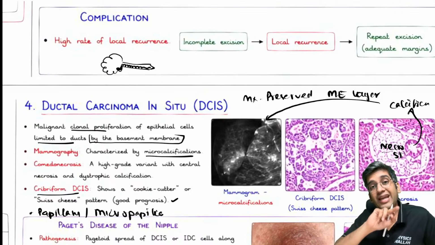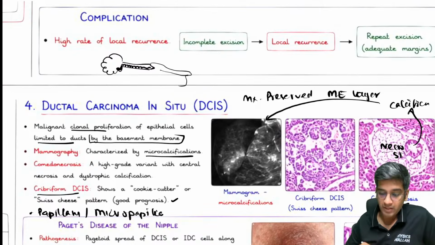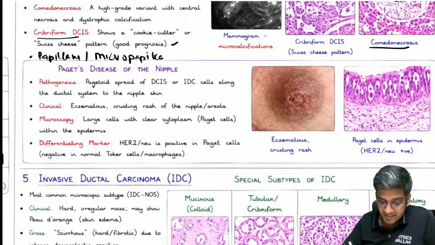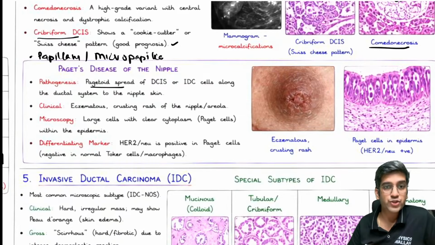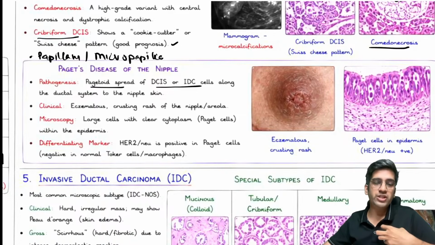Another outcome is it can spread via the duct, go to the lactiferous sinus and go to the nipple areola complex, which means it can become Paget's disease. Paget's is a spread pattern of DCIS or an underlying IDC. I can have a cancer below it or I can have an in situ lesion below it.